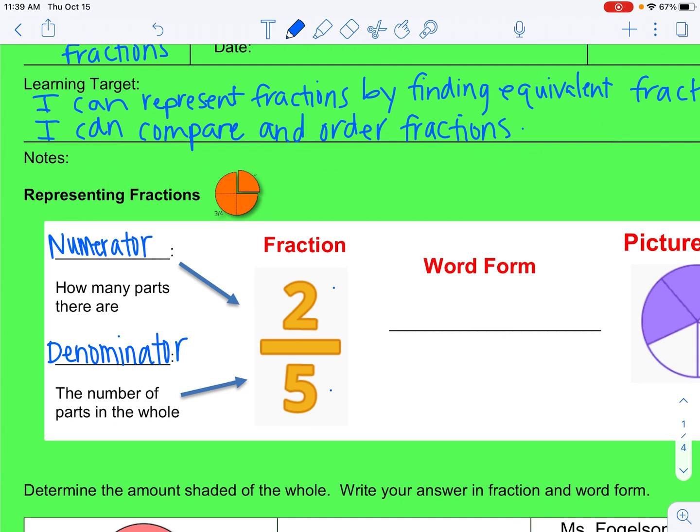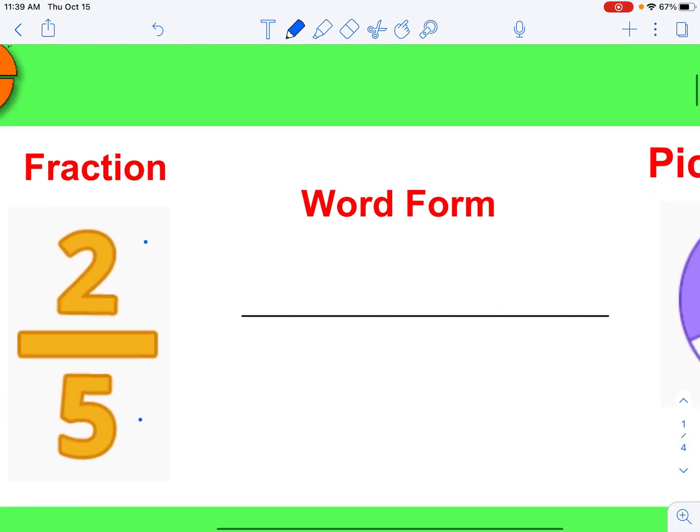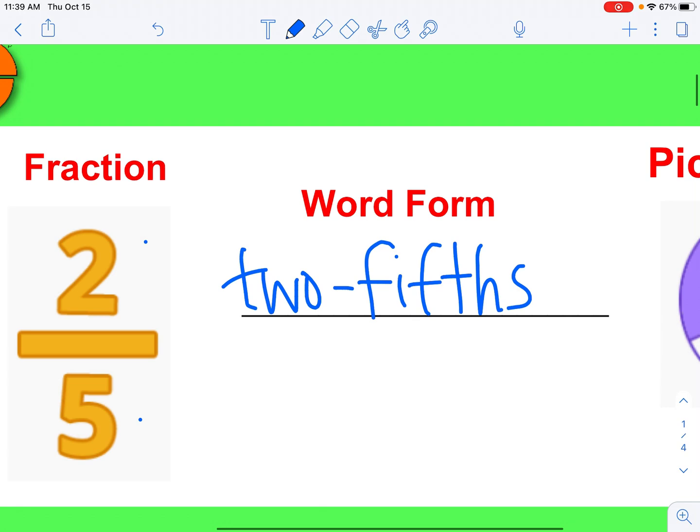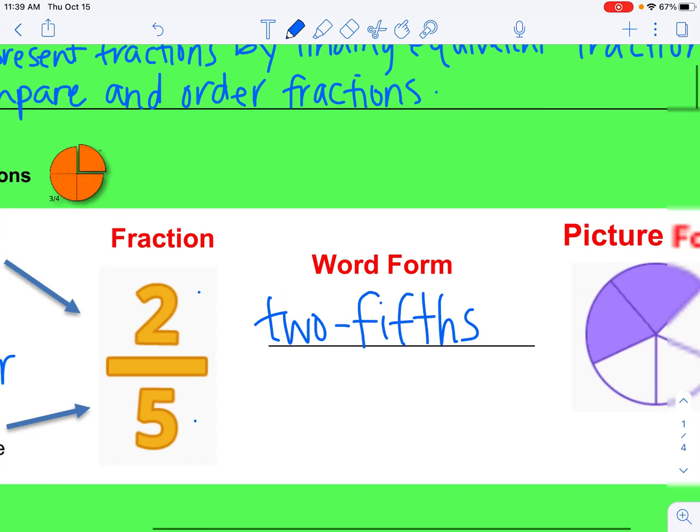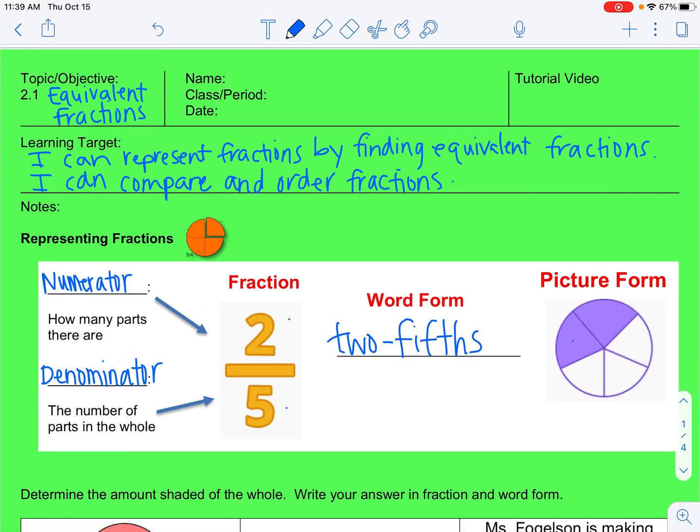So I have the fraction 2/5. So how I would write that in word form is exactly how I said it. 2 with a hyphen, fifths. Alright, and then our picture has 2 pieces filled in and there's 5 pieces all together.